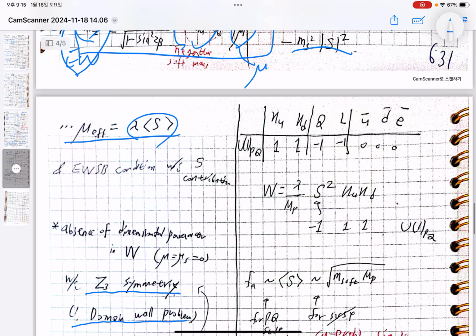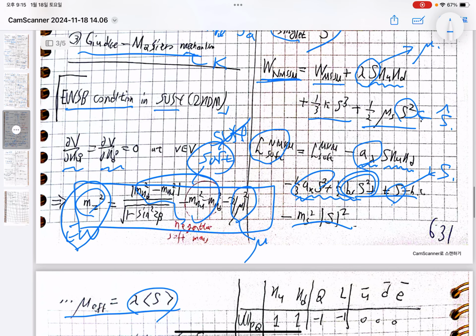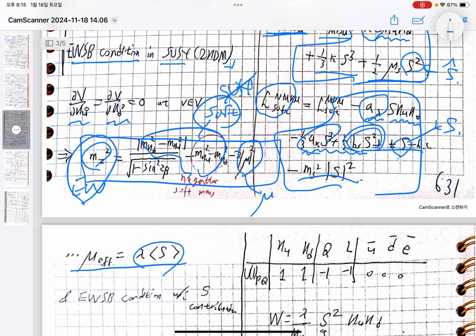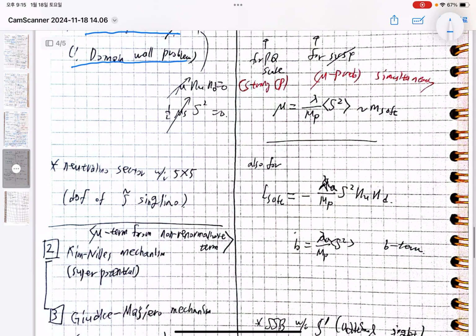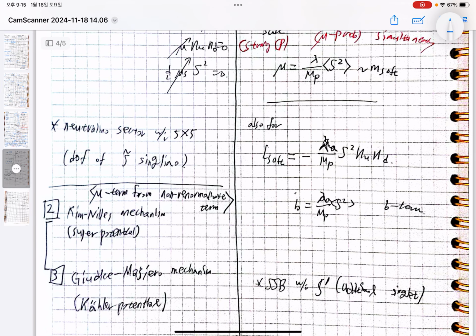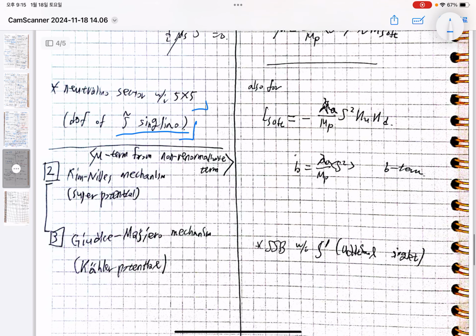And with the additional soft mass term with the singlet field and the additional superpotential term with the singlet field, the electroweak symmetry breaking conditions also change. And the neutralino sector includes an additional degree of freedom with the singlino, so the matrix is extended by one. The other possible resolution of the problem is that the mu term is generated from non-renormalizable terms through higher dimensional operators.